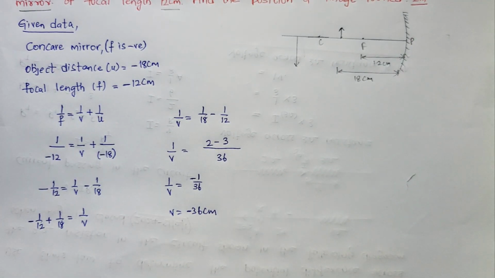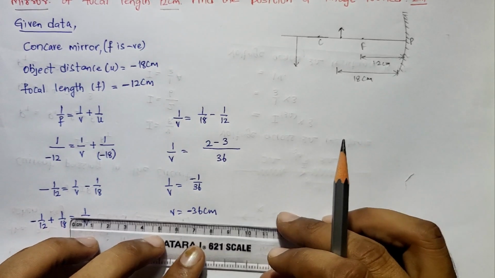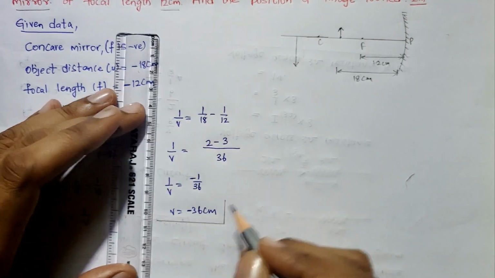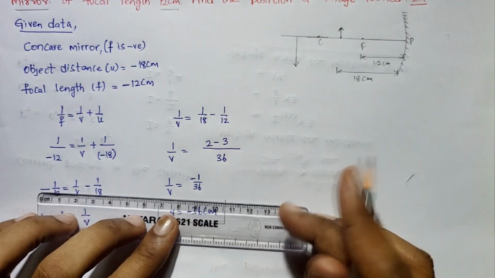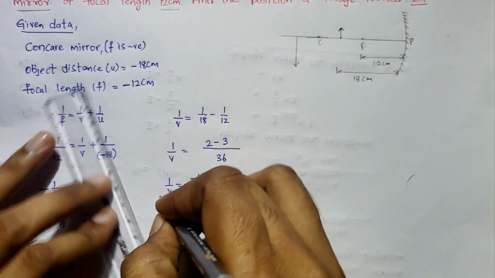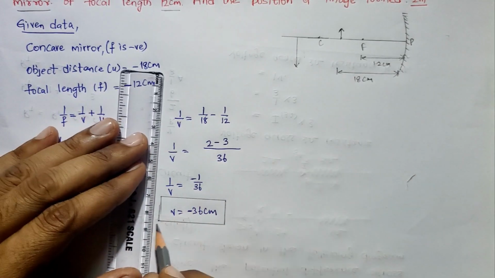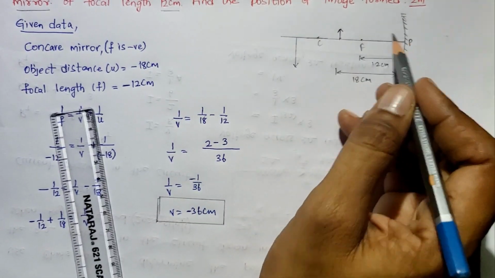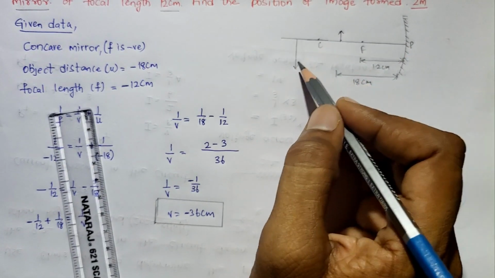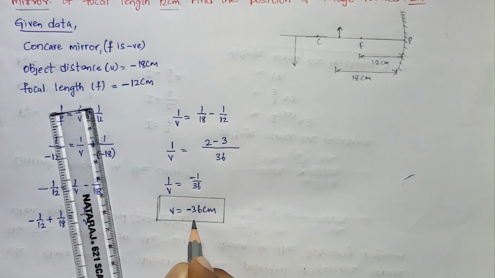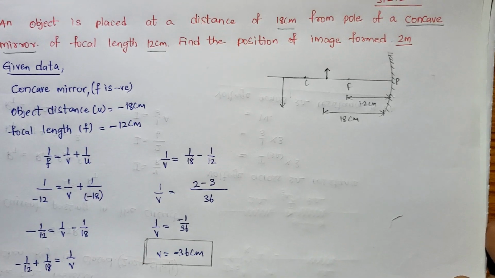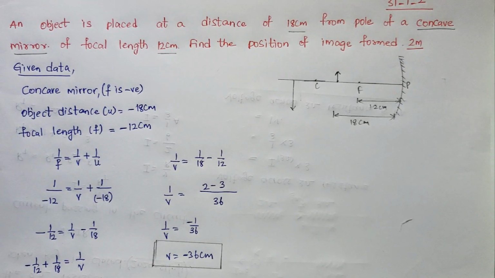They asked us to find the position of the image. So we found the position of the image. How much did we get? We got v as minus 36 centimeters. How do we confirm that this v equal to minus 36 is the correct answer or not? Go to ray diagrams again. From the ray diagram, what can we say? We can say that the image distance should be greater than 24 centimeters and it should be negative. Greater than 24 and it is negative. So we can say that the answer we got is a perfect answer.